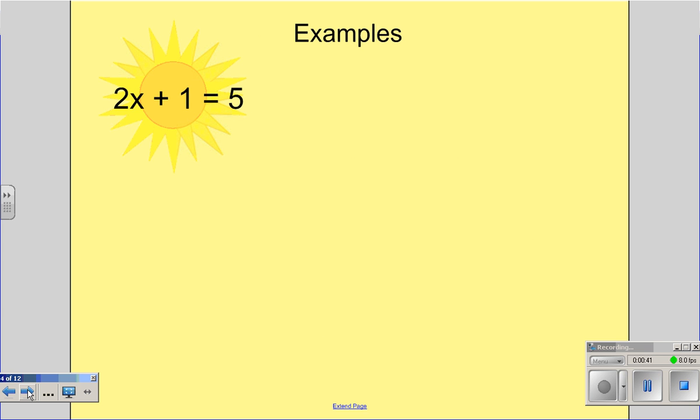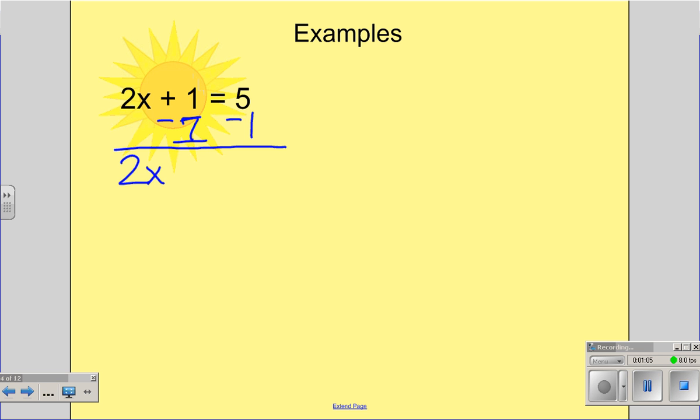We have 2 times a number plus 1 equals 5. Remember, step 1 was to add or subtract. The original problem says plus 1, we need to do the inverse operation and subtract 1 from both sides. When we do that, the 2x comes down, the plus 1 and the minus 1 cancel each other out and become a 0. Bring down our equal sign, and 5 minus 1 is 4. So we are now left with a one-step equation of 2x equals 4.